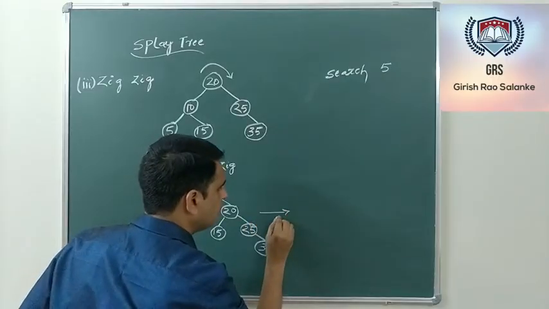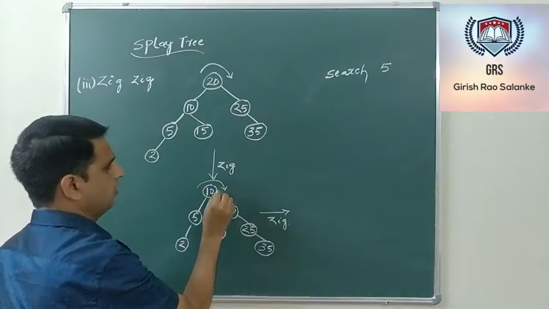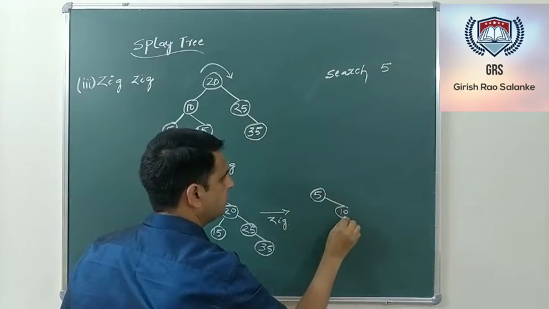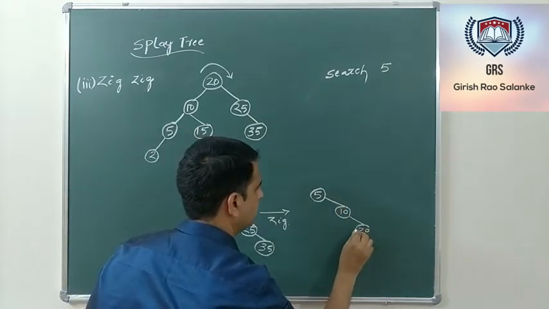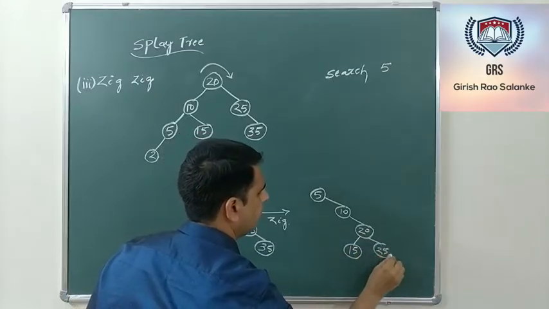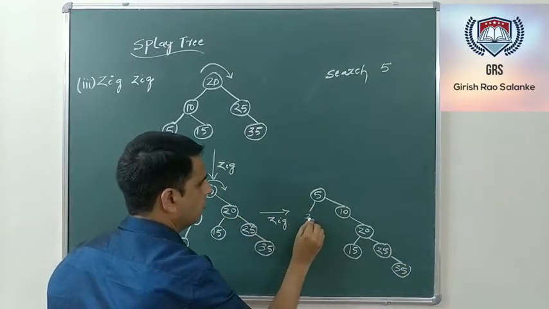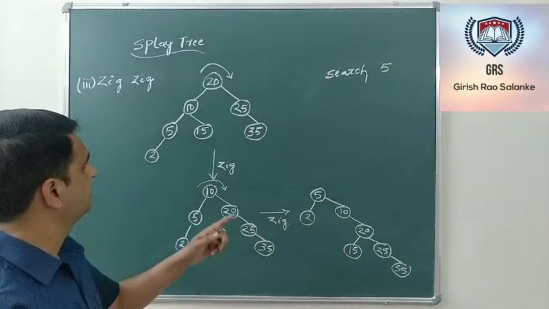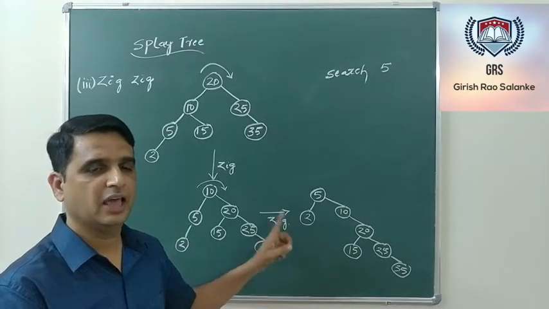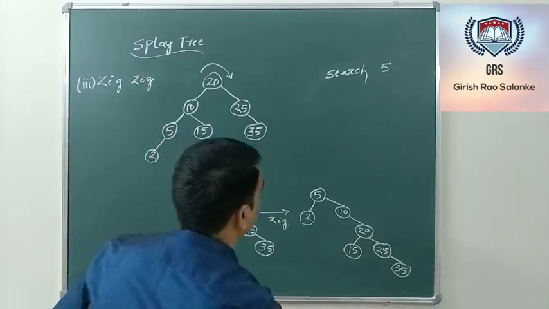Now perform one more zig. If you perform one more zig, what happens? 5 becomes the root node. 10 will be the right child. 20 will be the right child of 10. 15 the left child of 20. 25, 35. And left of 5 is 2. So this is zig-zig, the zig-zig rotation operation that we performed in the case of a splay tree. So moving on to the next one.